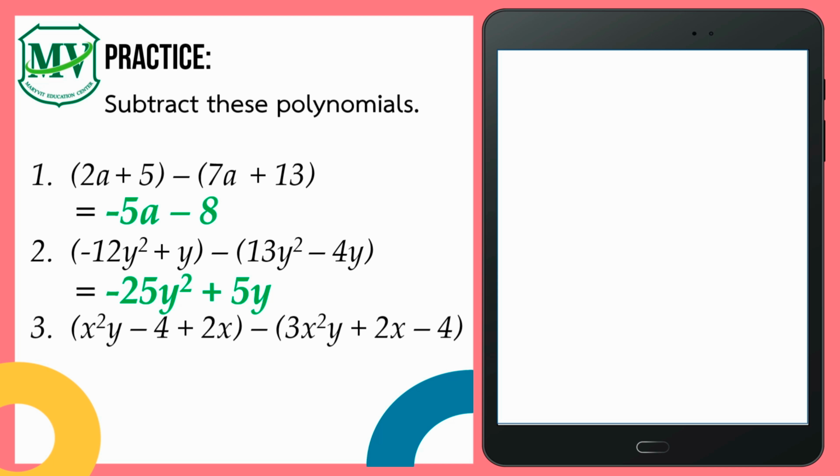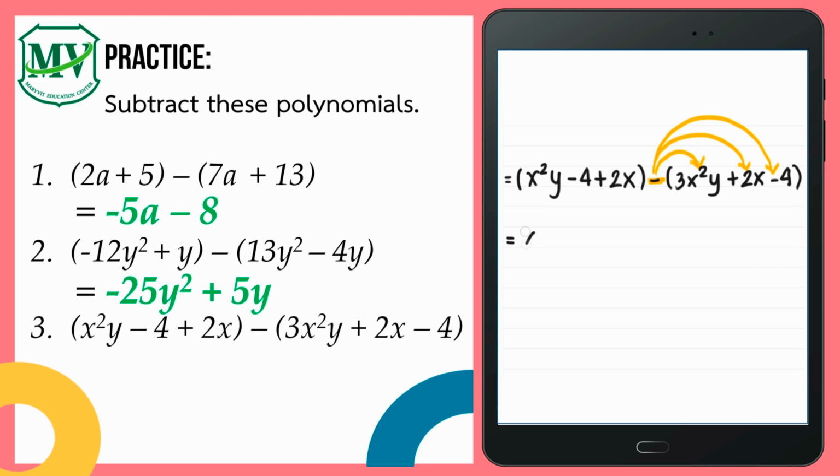Question number 3. The quantity of x squared y minus 4 plus 2x minus the quantity of 3x squared y plus 2x minus 4. Step number 1. Reverse the sign of each term that we are subtracting. Distribute the negative sign to the term inside the parentheses. So, positive 3x squared y becomes negative 3x squared y, positive 2x becomes negative 2x, and negative 4 becomes positive 4. Step number 2. Identify the like terms.